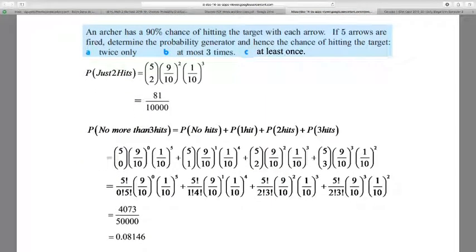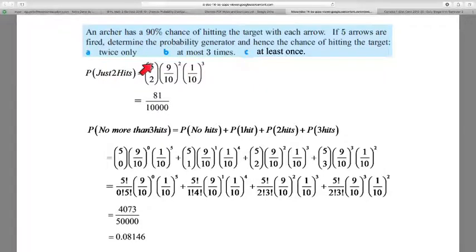So, using some cheesy, corny example of an archer that has a 90% chance of hitting the target with each arrow. If 5 arrows are fired, determine the probability generator and hence the chance of hitting the target twice only, at most 3 times, or at least once. This is a great opportunity to review some of that language, at most and at least. The simplest one is twice only. So he's shooting 5 arrows, but he's only going to hit 2 of the times, given that he has a 90% chance of hitting. You expect a pretty small number.